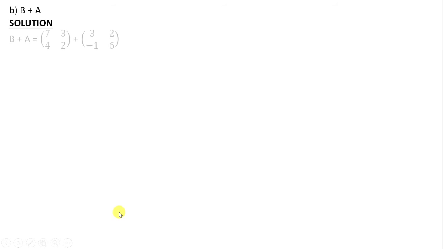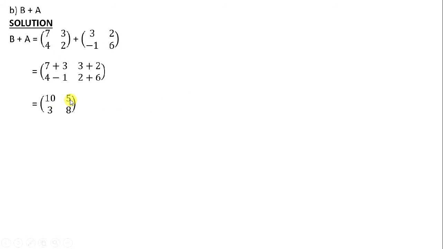We have B plus A. B plus A is equal to, where there's a matrix B, we replace the matrix for B. Where there's A, we'll replace that matrix, and then we are going to add them according to their corresponding entries. So we have 7 plus 3, 3 plus 2, 4 plus -1, and 2 plus 6. So when we add that, we are getting 10 and 5 in the first row, 3 and 8 in the second row. Now if you look at our answer for A plus B and our answer for B plus A, the answer is the same because they are commutative.